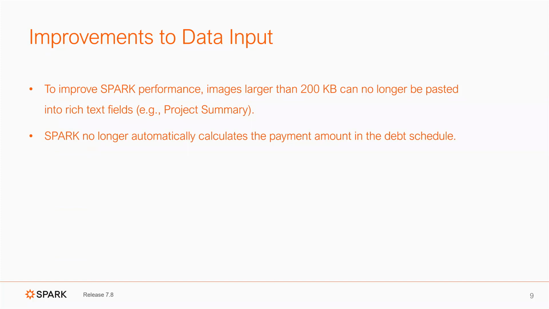And lastly, Spark no longer automatically calculates the payment amount in a debt schedule. There are cases where that payment amount that was being calculated didn't account for other factors and it was being manually changed anyway. So now it'll always be a manual entry.